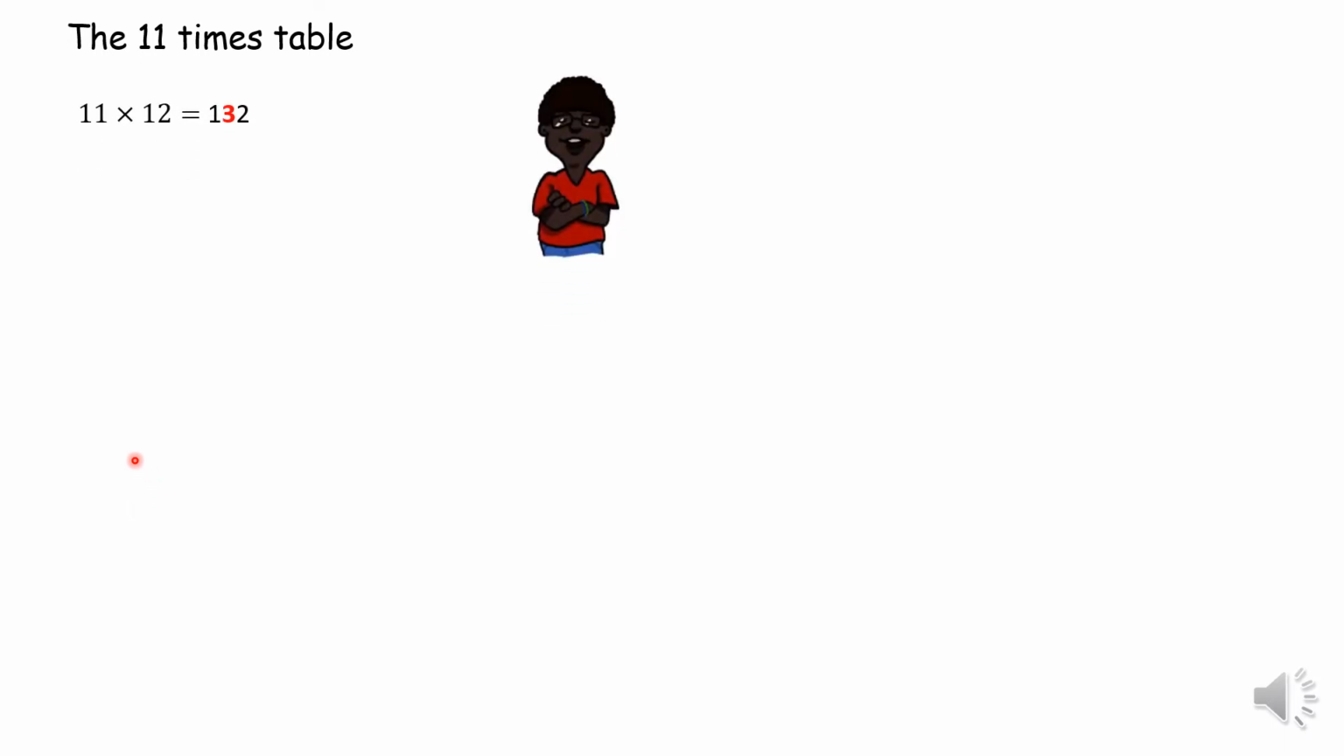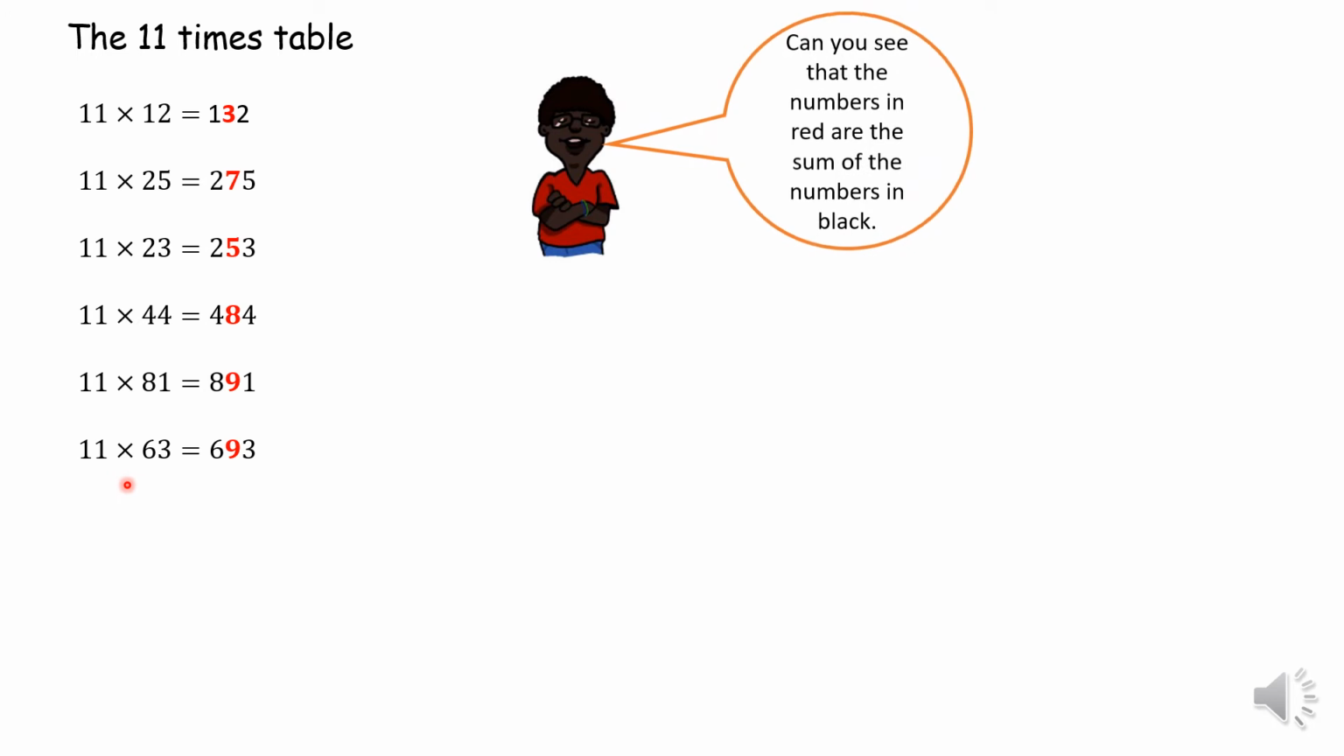Another interesting multiplication times table I want to bring to you is the 11 times table. When you look at the 11 times table, and I have worked out a few here, you will realize that the numbers in red that you see there are nothing but an addition. They are a sum of the two numbers that are flanking it. If you take the 1 on the outside plus the 2, that gives you 3. If you take the 2 plus the 5, that gives you 7. A 2 plus a 3 gives you 5. And 4 plus 4 gives you 8.